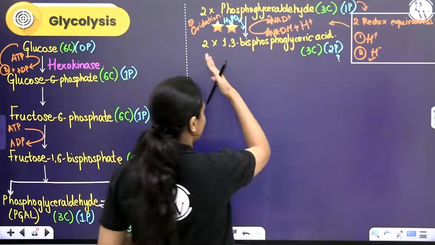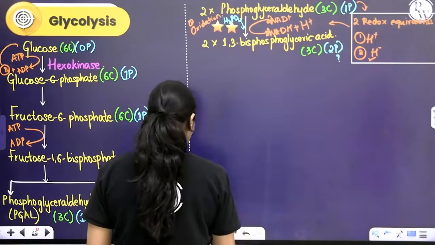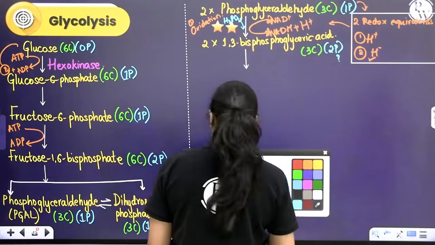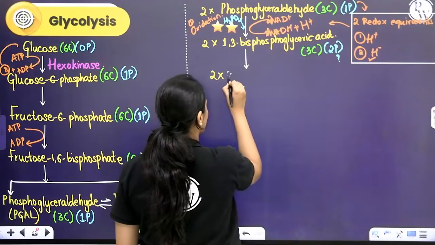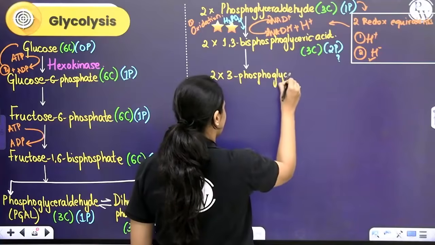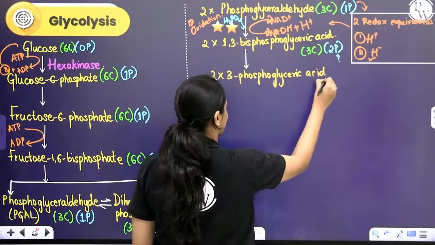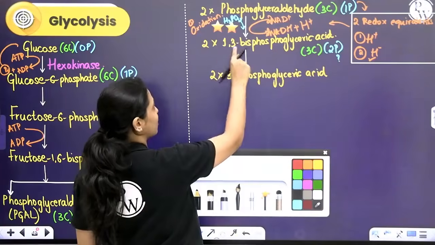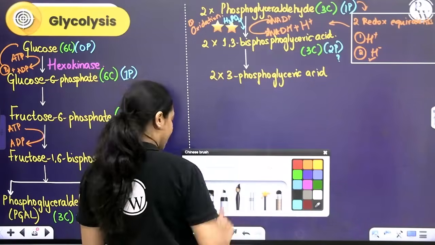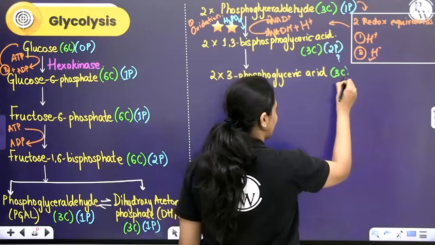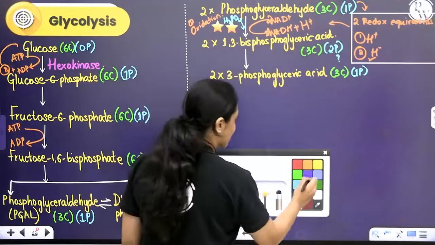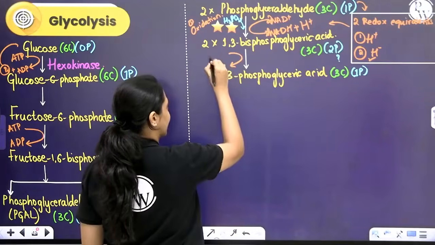Alright, now this 1,3 bisphosphoglyceric acid will next get converted to 2 molecules of 3-phosphoglyceric acid. In 1,3 bisphosphoglyceric acid, here you had 1 phosphate attached to the first carbon and the third carbon. Here you have 1 phosphate attached only to the third carbon. Here you had 2. Here you had only 1. The number of carbons, there is no change, but there is a change in the number of phosphates, right? What happened to that additional phosphate? That is utilized right now to form an ATP molecule.